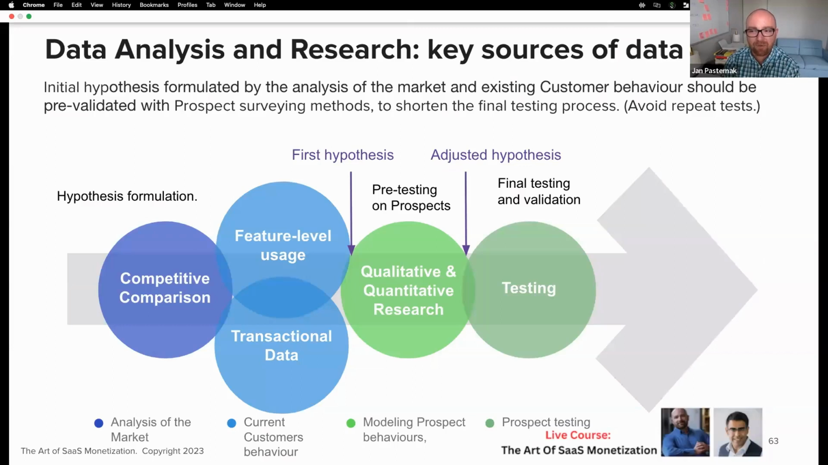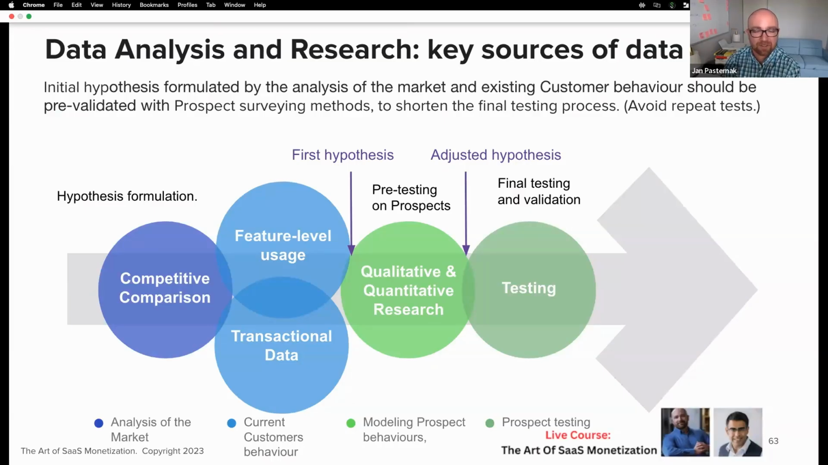This is kind of the map of what type of data input we would be seeking to make the right pricing decisions. Starting from the left is competitive comparison. That's usually where some hypothesis starts, because we see that our competition or somebody else on the market adopts a certain packaging, certain price points. Somebody launched a low cost price point or a bundle. So that's a good place to start.